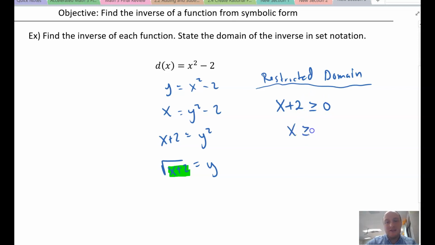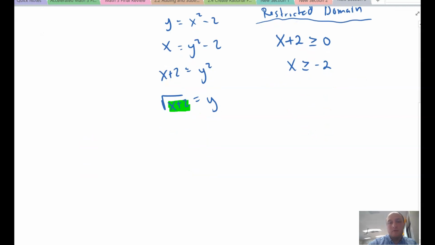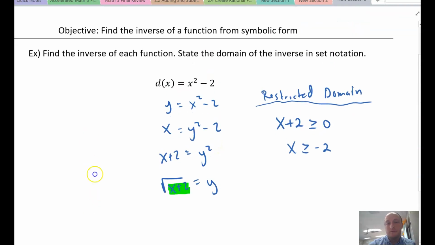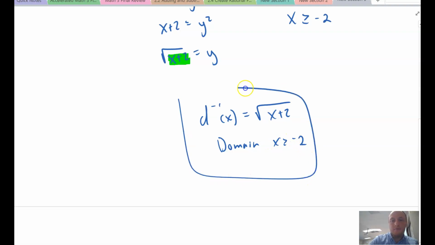So we solve: x must be greater than or equal to negative 2. Cool. What does that mean? Well, it means that our function, named d of x, is going to be called d inverse of x, which is equal to the square root of x plus 2, and our domain will be x must be greater than or equal to negative 2.